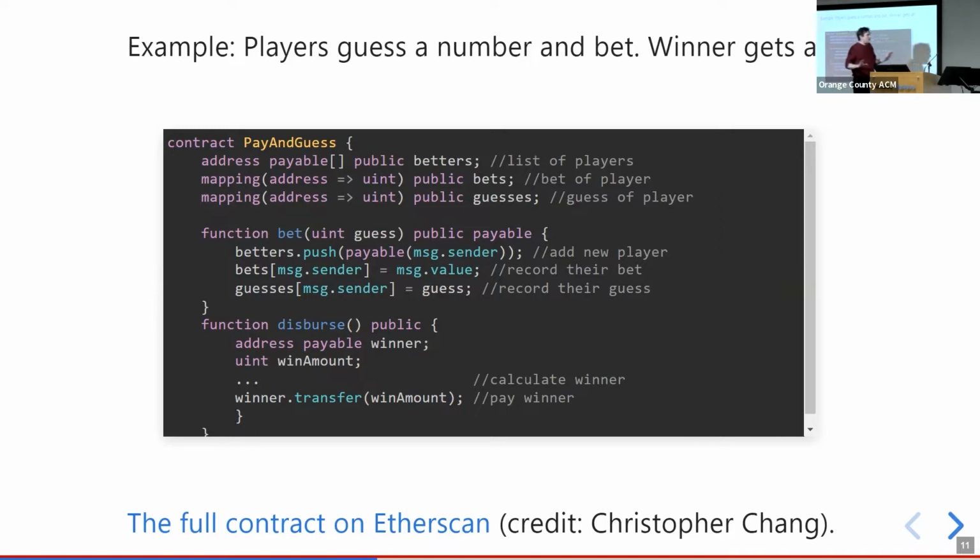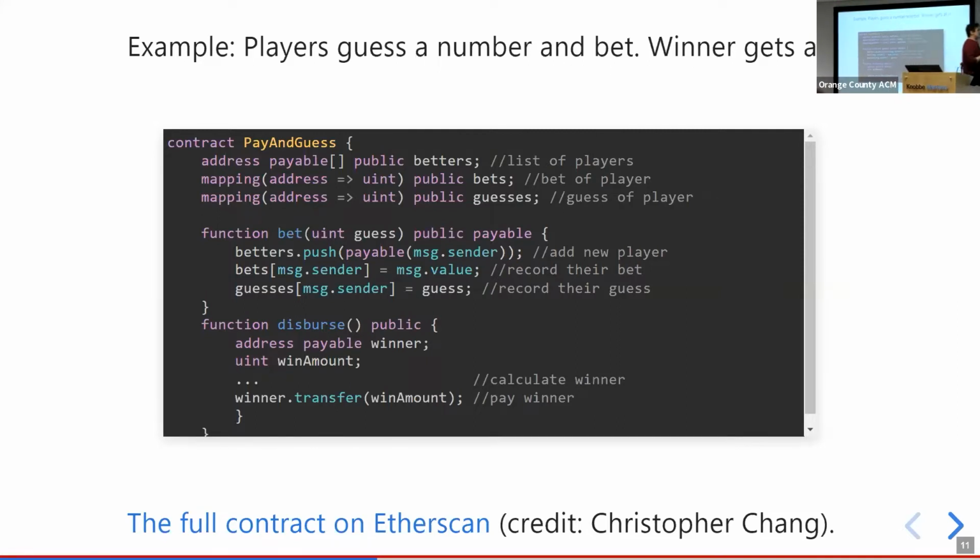First of all, we don't need to go to the details. I just put this up to say that if you see a smart contract for the first time, it just looks like an ordinary program. It's called a contract, but it's just a program. It has a name, Pay and Guess. This example is very simple. You have a method which you can call, and then you pay money into some pool.